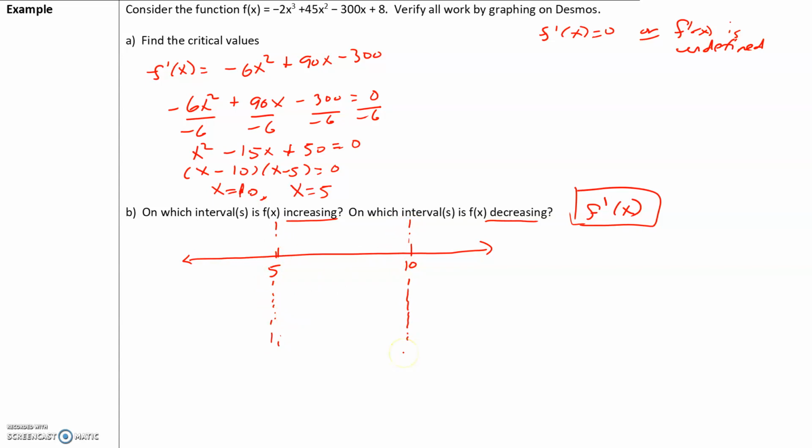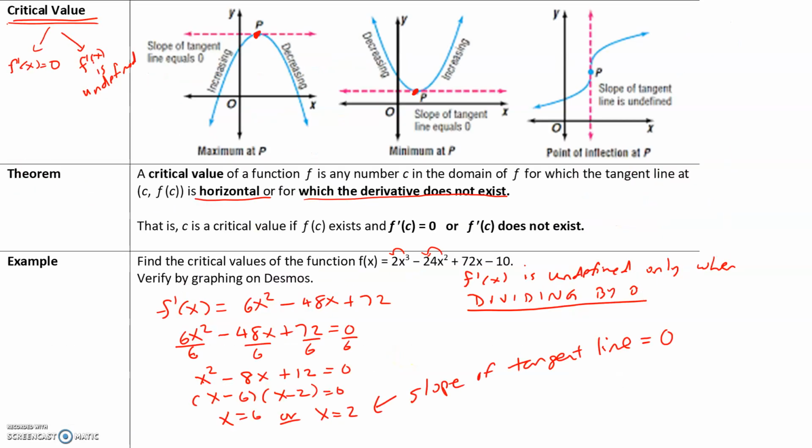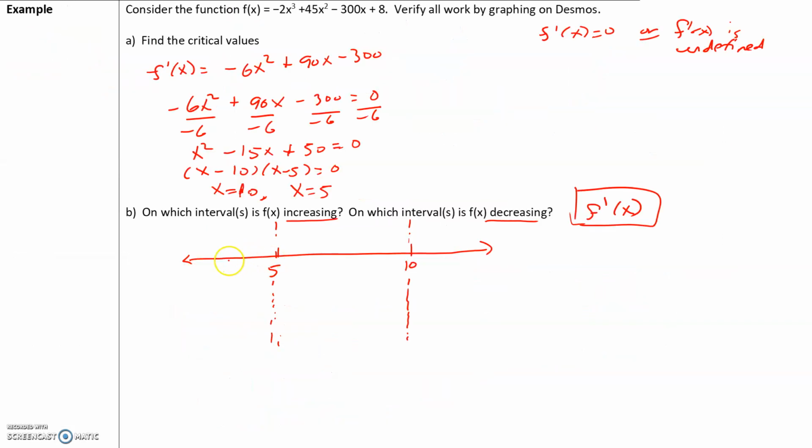Because remember, on one side of the critical value, the function is decreasing. On the other side, it's increasing. So we want to figure out, on the left side of 5, is it decreasing or increasing? On the right side of 5, is it decreasing or increasing? On the right side of 10, is it decreasing or increasing? So first thing we do is we're going to put in the interval.